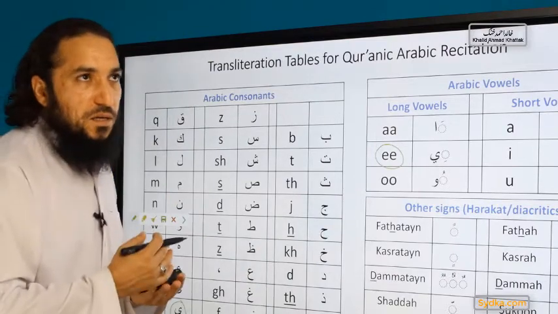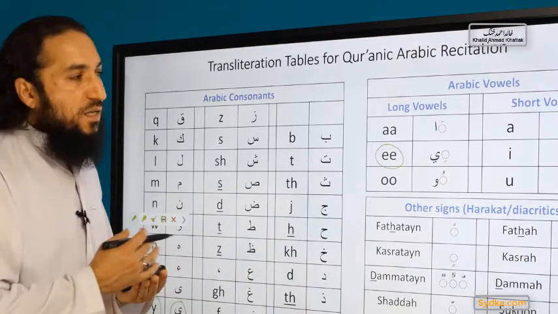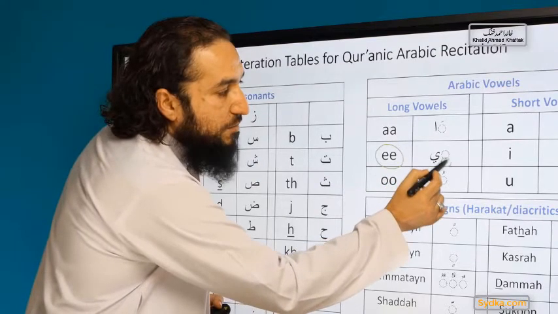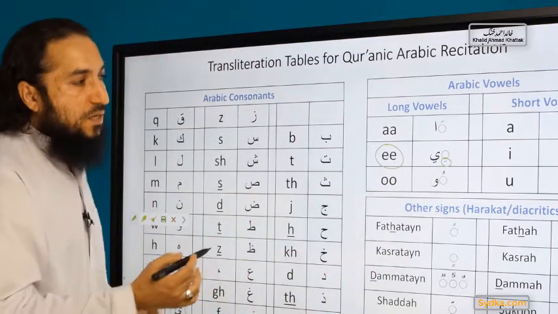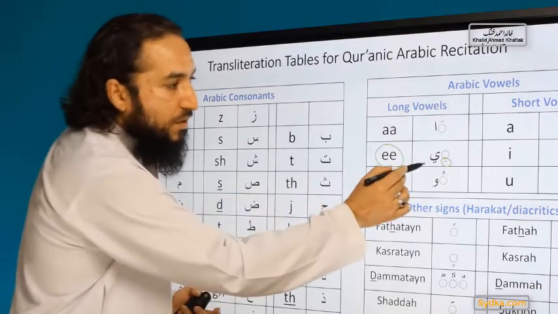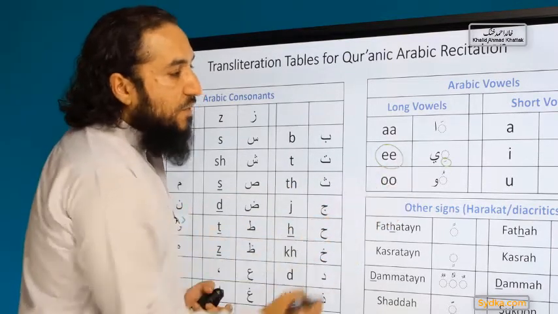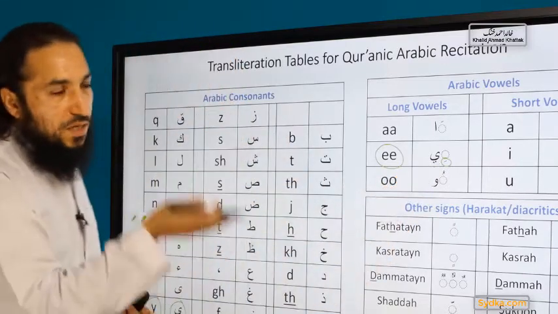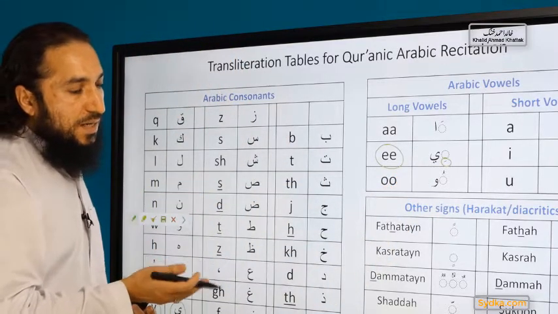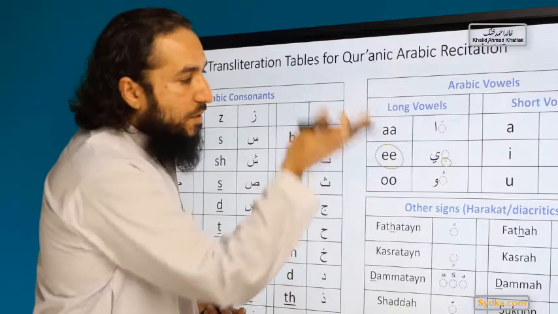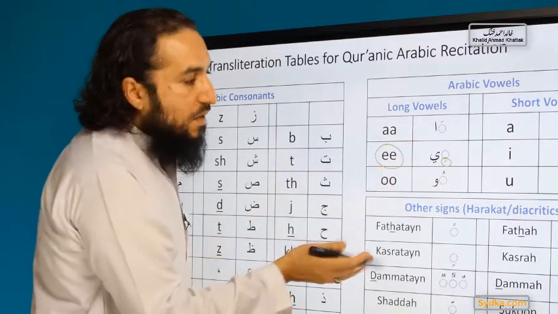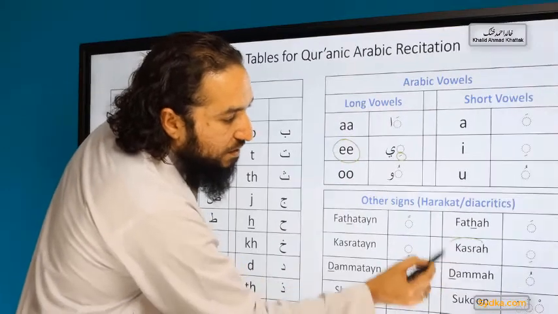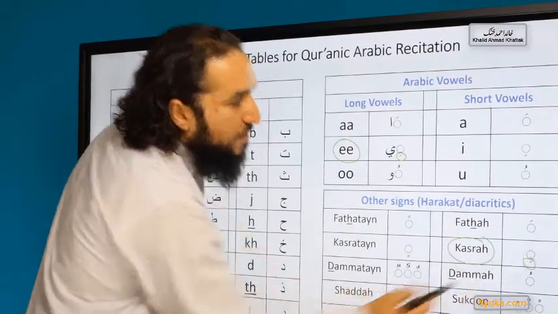So when is ya considered a vowel? When the letter before ya has a kasra. Then this ya will be considered as a vowel. Okay. So this sign is called kasra. Kasra goes under a letter. Fatha goes on top. Kasra goes under. Dhamma goes on top as well. You can see that. And this is called kasra.